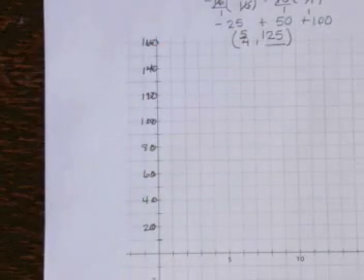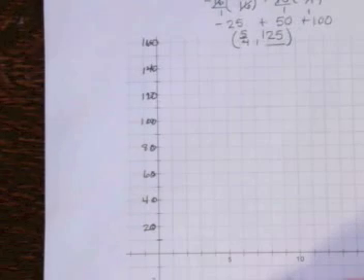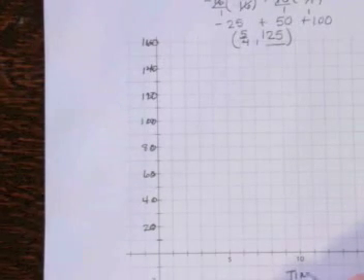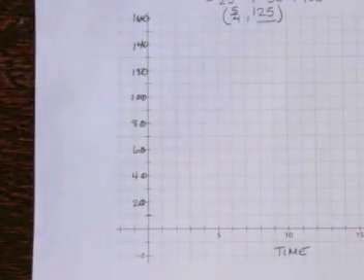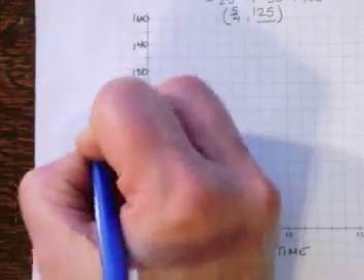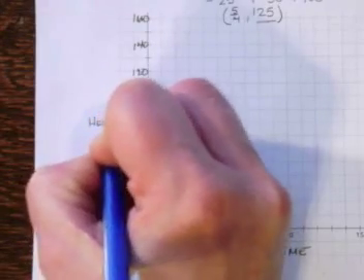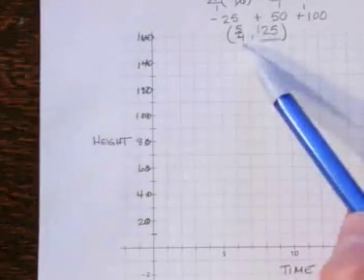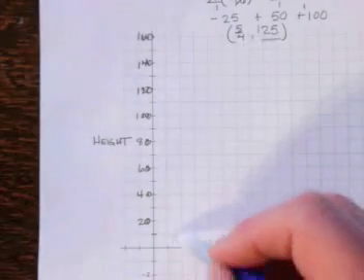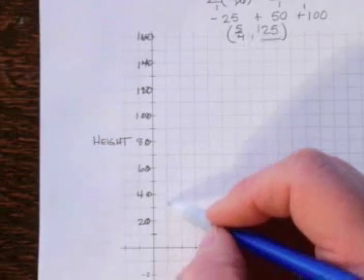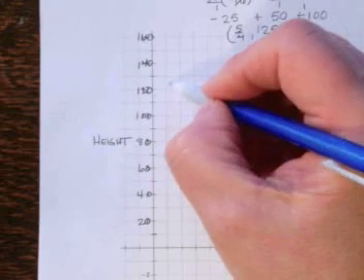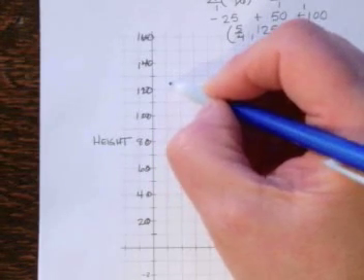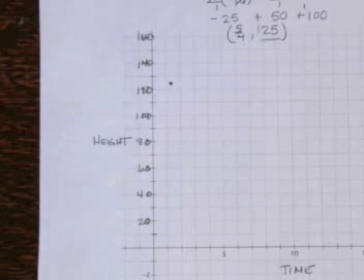And then notice in the problem it says you're supposed to label your axes. So this is time, and I need to make sure and label that so I'm communicating clearly. And this is height. And my vertex goes at 5/4, comma, 125. So there's 120, 125 would be right there. So I know that point on my parabola.